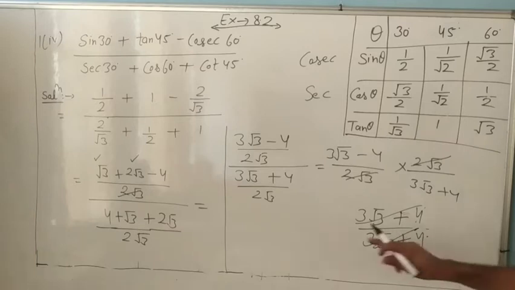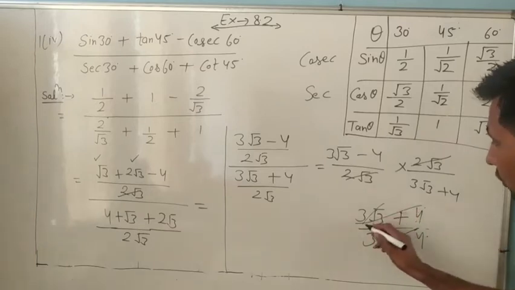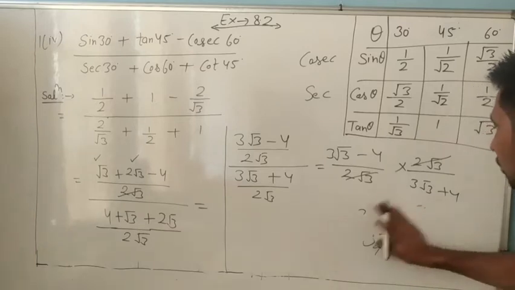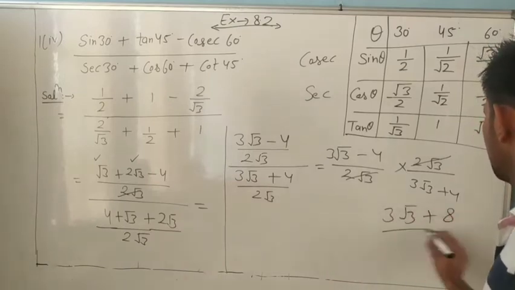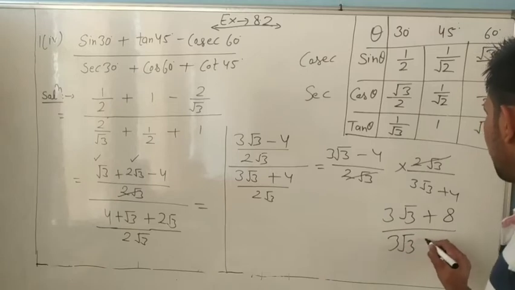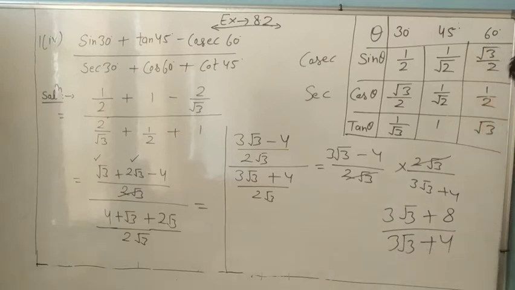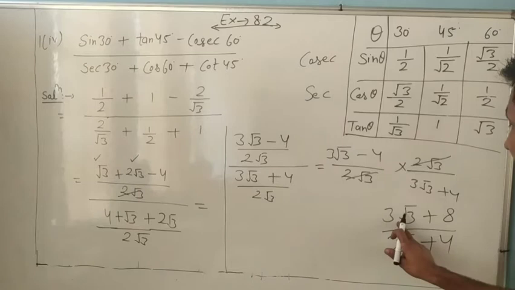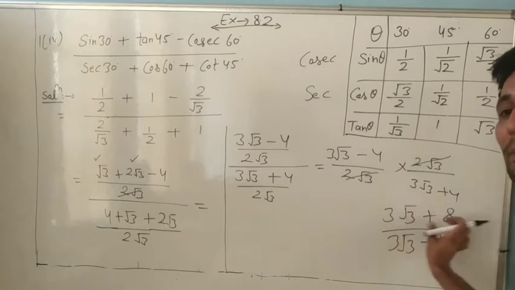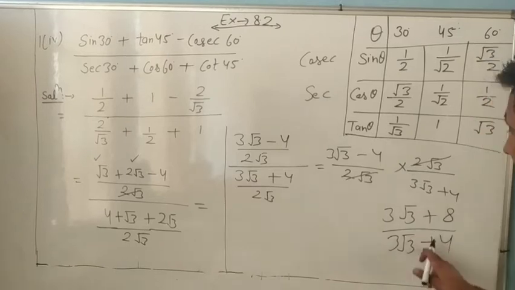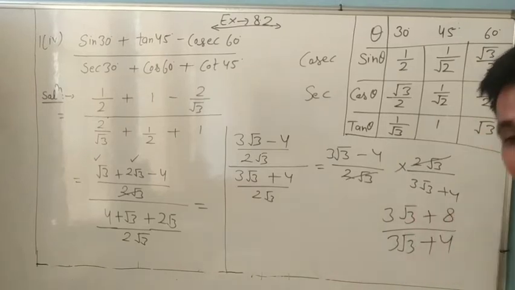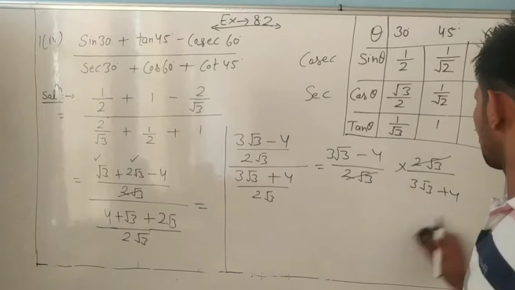But don't cut parts; we cut only the whole number. 3 root 3 cancels. Suppose here it is 3 root 3 plus 8 and 3 root 3 plus 4. Now can we cut? No. Suppose it is 5: 5 plus 8 is 13, 5 plus 4 is 9. We cannot cut. Only when both are the same can we cut. Always remember.